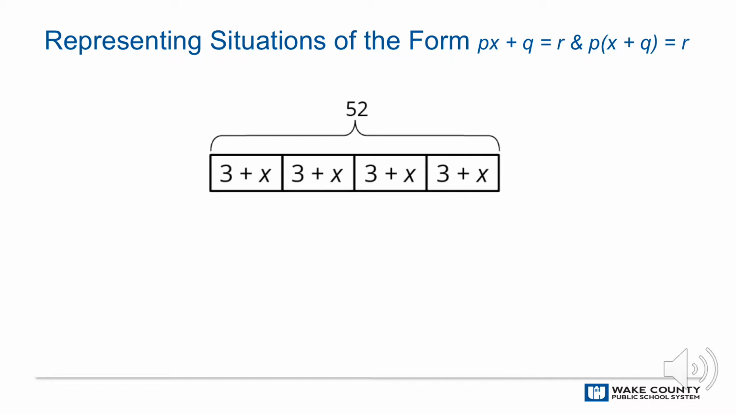A standard deck of playing cards has 4 suits. In each suit, there are 3 face cards and X other cards. There are 52 total cards in the deck. An associated equation could be 52 equals 4 times the quantity of 3 plus X. There are 4 groups of cards. Each group contains X plus 3 cards, and there are 52 cards in all.